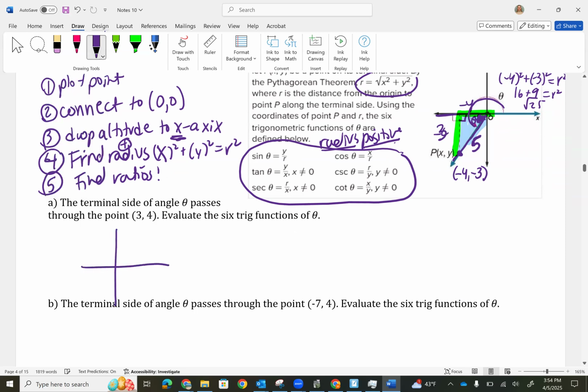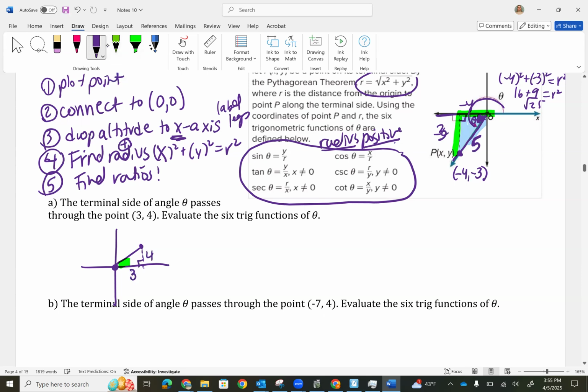So if we go to 3, 4, we go right 3 and up 4. Then step 1, plot the point. Step 2, connect it to the origin, which is right here. Step 3, drop an altitude to the x-axis. Your angle is the reference angle, formed between here and the x-axis. Drop an altitude here. Axis, let's spell this right. Okay, and then we can label the legs. So this is right 3 and up 4. So this length is 3, this length is 4.